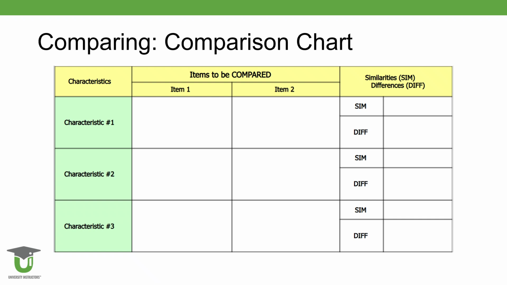For example, in a science lesson, students might compare two types of rocks based on color, texture, and formation process. In a literature lesson, they might compare two characters based on personality traits, motivations, and actions. By guiding students to analyze characteristics systematically, comparison charts support deeper understanding and make patterns or relationships between concepts more visible.